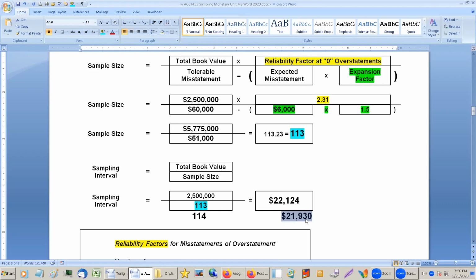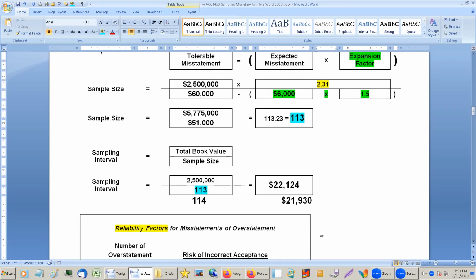So if they are cooking the books and increasing an account, or even if they just increase several accounts, it's more likely that it's going to cross that interval at some point. One of those items is going to cross that interval. So you're guaranteed to catch it if they're overstating. Again, if they're understating it, this method doesn't do anything for that.